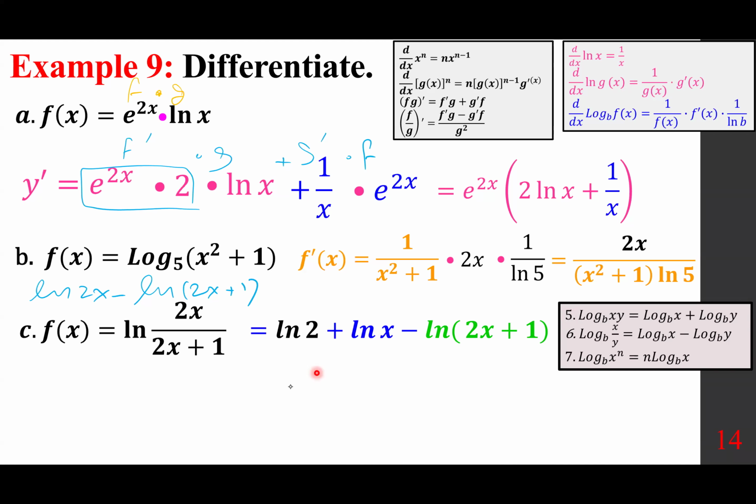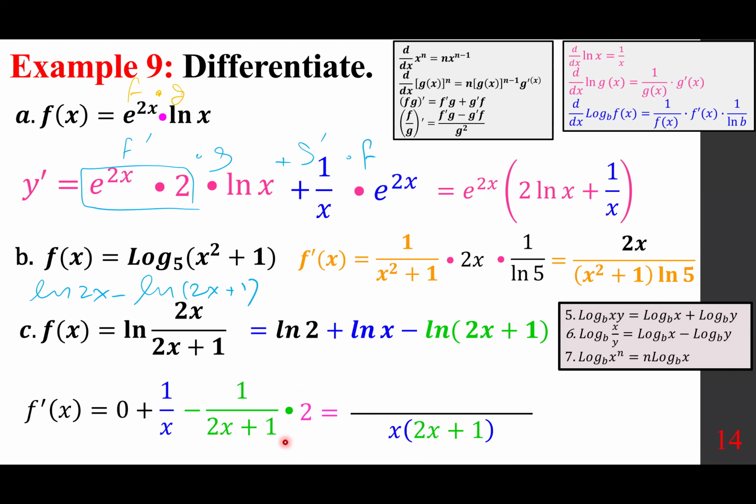ln2 is a number 1, ln x is 1 over x, minus 1 over 2x plus 1 times 2. We're done with calculus. x times 2x plus 1 is the common denominator. And so 1 times 2x plus 1 minus 2 times x. Obviously, these two cancel each other. 1 is the numerator, so 1 over x times 2x plus 1 is the final answer.